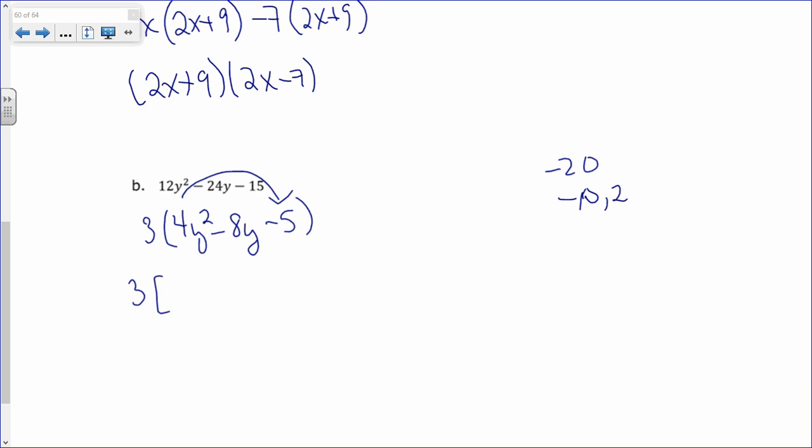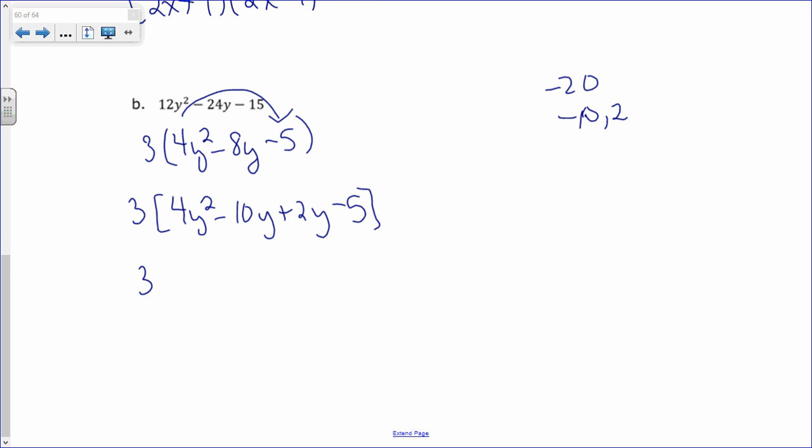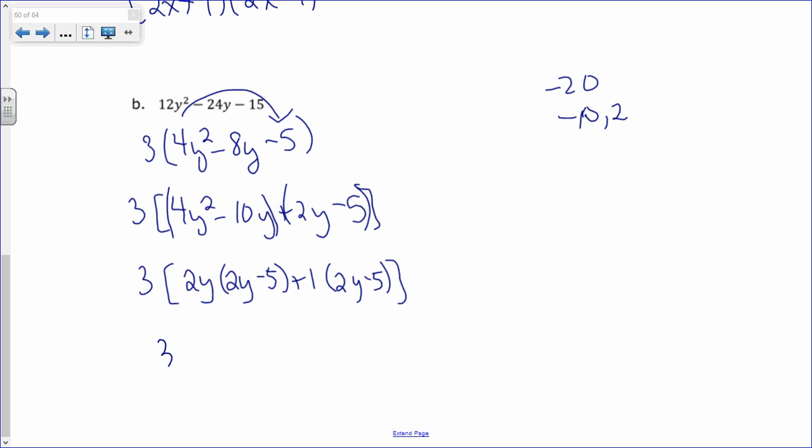So I will have 3, and then I will have 4y squared minus 10y plus 2y minus 5. Then I'm going to group and group. In the first group, they have a 2y in common, and I'm left with 2y minus 5. In the second group, there's nothing in common, so I'm just going to put a plus 1 out in front, and a 2y minus 5. So now they each have a 2y minus 5, and what's left over from that is 2y plus 1.